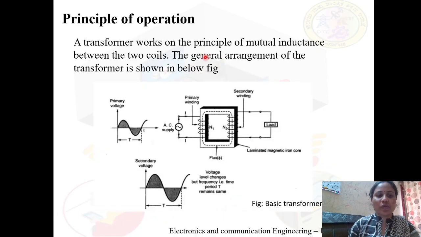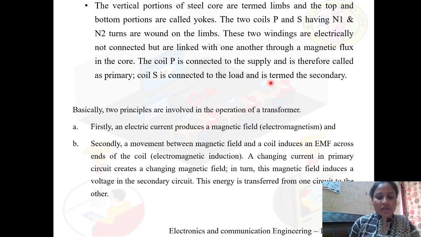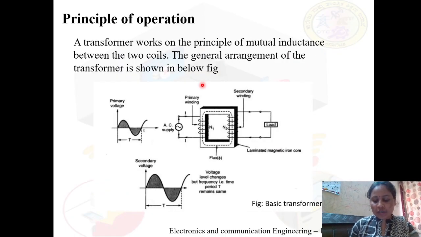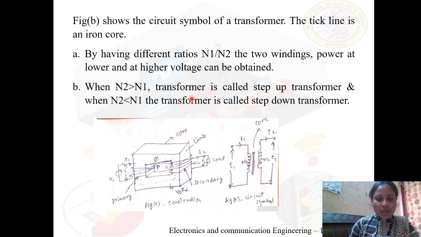Now let us try to understand the working principle of the transformer. The transformer basically works on the principle of mutual inductance between two coils. Let us see it in detail. Okay, before this, this is how the transformer construction looks.